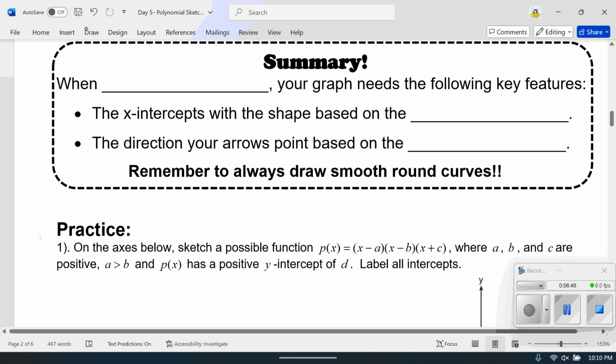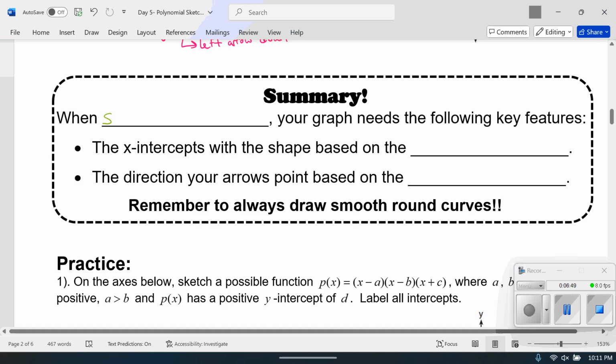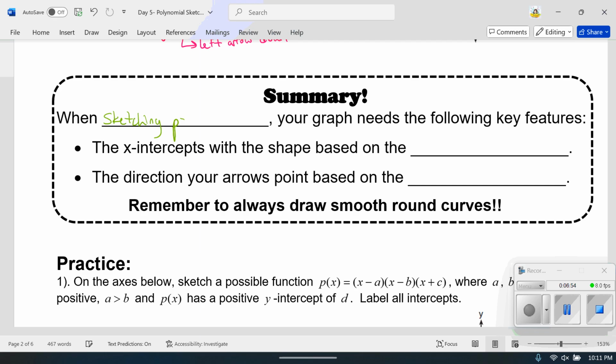So, in summary, when sketching, specifically polynomials, and a polynomial is like y equals x squared, or y equals 3x to the 5th minus 2x squared plus 5. That's a polynomial. X with an exponent. So when sketching polynomials, your graph needs the following things. You need your x-intercepts with the shape based on the multiplicities.